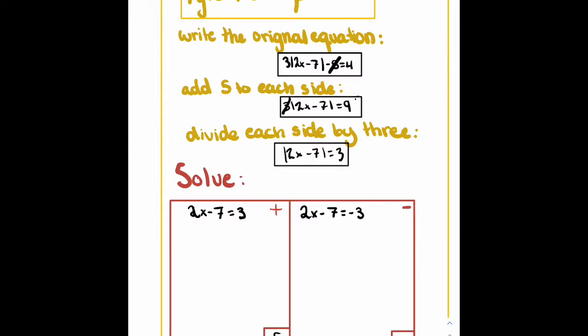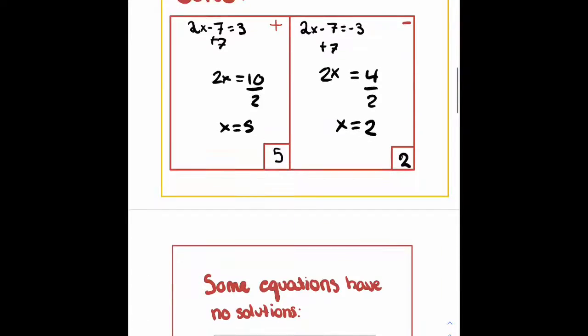So, the last step is just to solve. 2x minus 7 equals 3. Plus 7, 2x equals 10. Divide by 2, x equals 5. 2x minus 7 equals -3. Plus 7, 2x equals 4. Divide by 2, x equals 2. Your answers would be 5 and 2.